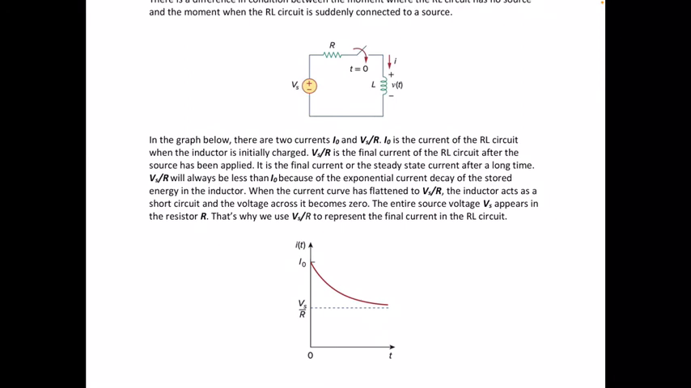When the current curve has flattened to Vs over R, the inductor acts as a short circuit and the voltage across it becomes 0. So that's the point of short circuit. The entire source voltage Vs appears across the resistor R, because when the inductor becomes a short circuit, the only element that consumes energy is the resistor. That's why we use Vs over R to represent the final current in the RL circuit, just to make it clear.